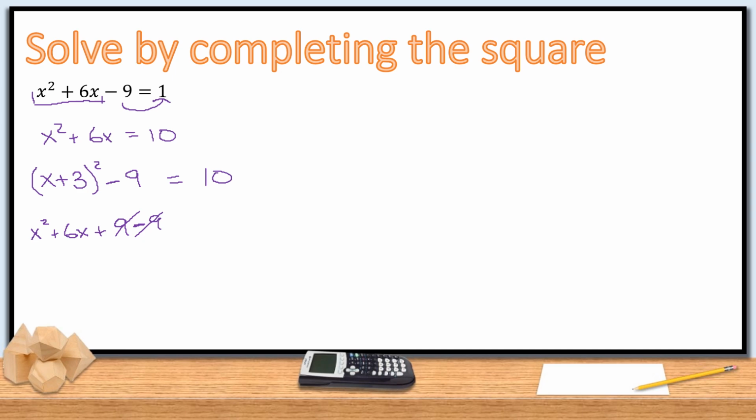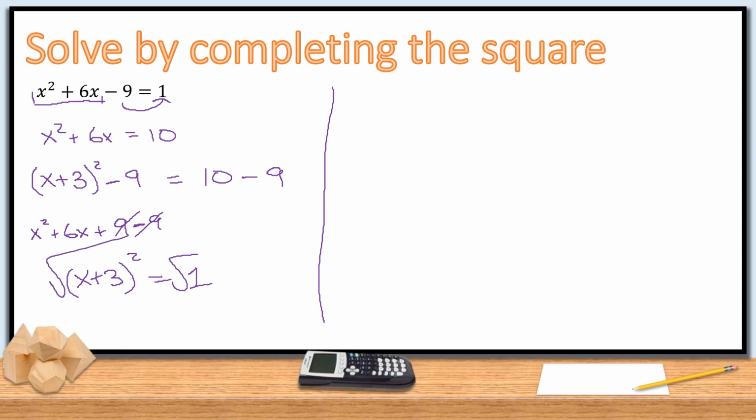But if I'm going to subtract 9 from the left-hand side of the equation, I must also do it to the right-hand side. So they are going to have to match. So I will end up with x plus 3 squared is equal to 10 minus 9, 1. Now we're at the point where we solve it. So what we did in our last step. It's already just the x plus 3 squared, so we're going to square root both sides.